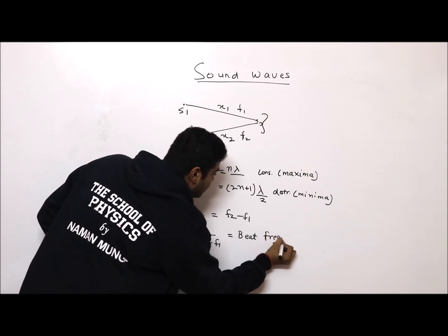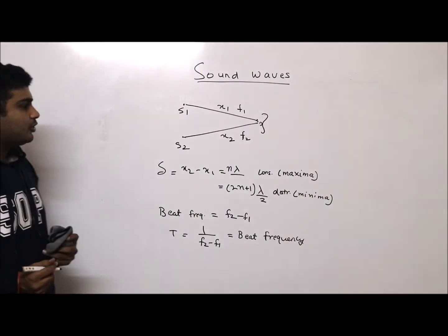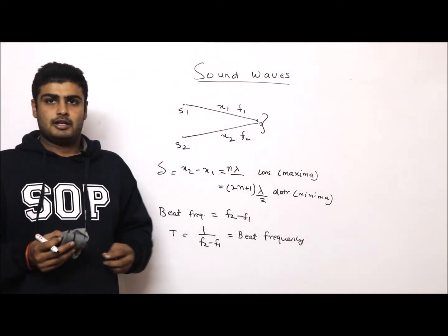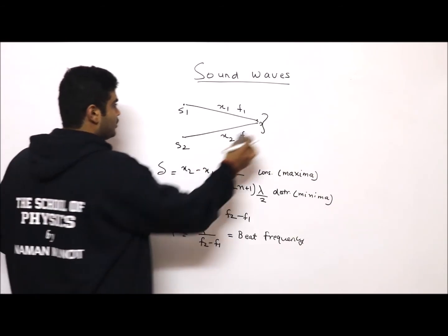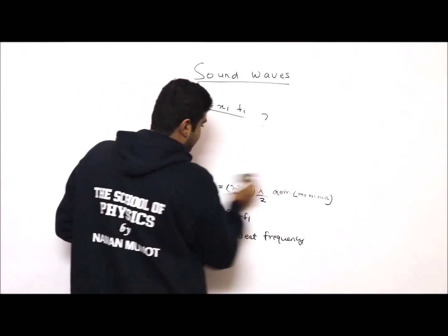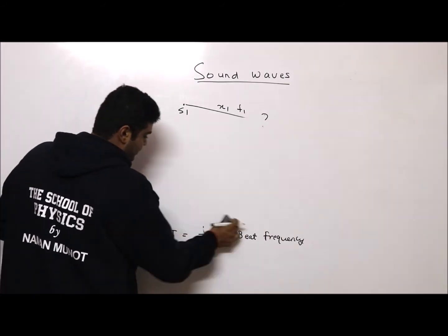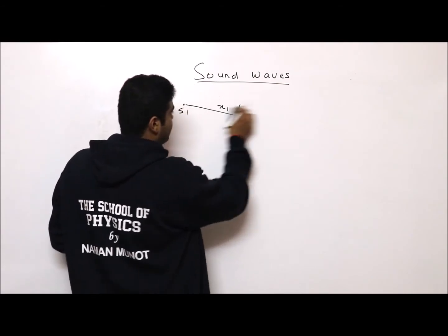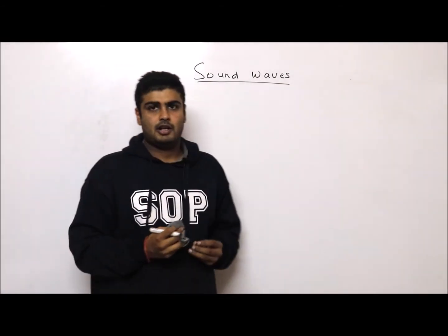Okay, now the next thing that we are going to cover is a very important topic, and it is called the Doppler effect. So I guess constructive and destructive interference is clear: n lambda, (2n plus 1) lambda by 2, beat frequency f2 minus f1, and so the time period between 2 beats is 1 by f2 minus f1.